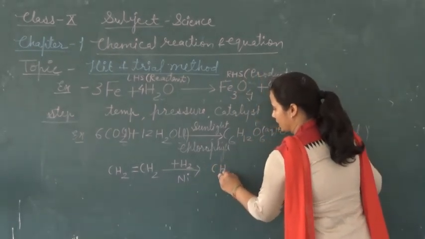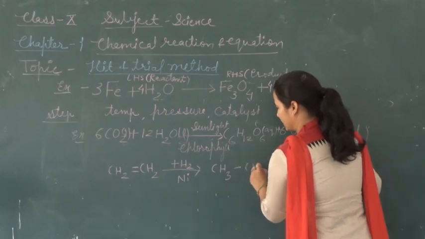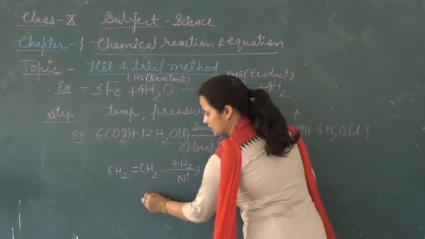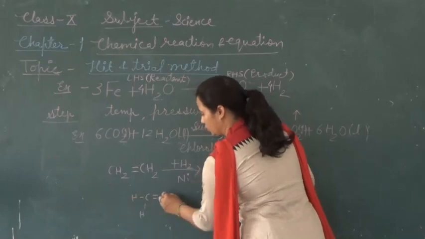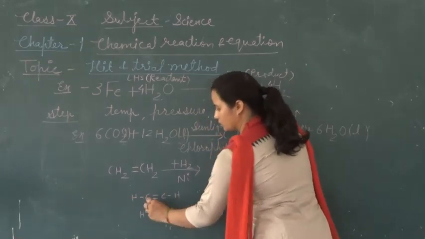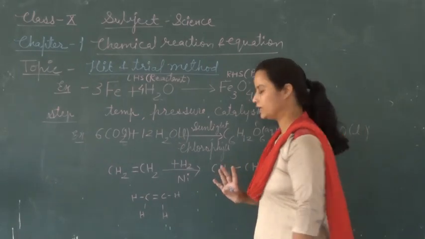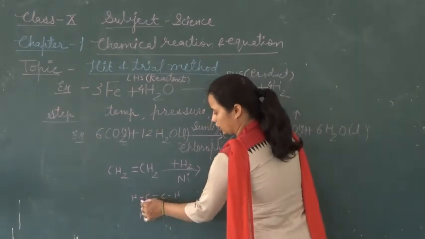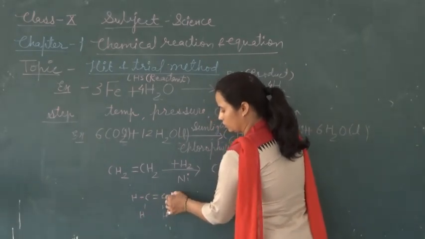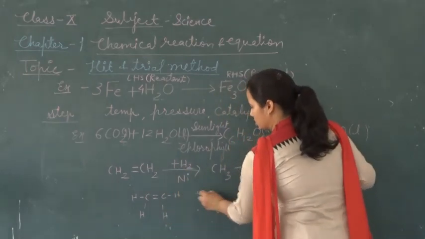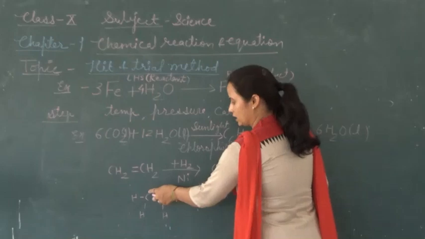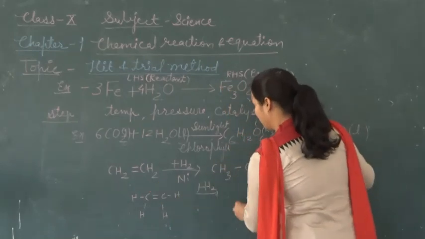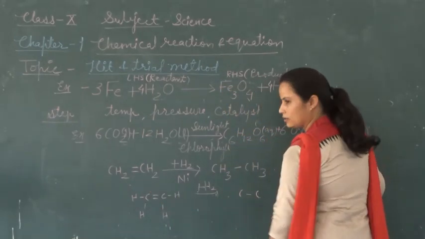Now it forms CH3 bond CH3. We write like this: C double bond C with H2 H2. Because carbon has 4 valency: 1 2 3 4. For this carbon 1 2 3 4. When hydrogen is added, because it is a hydrogenation process, one hydrogen is attached to both carbons and it forms the C bond C.